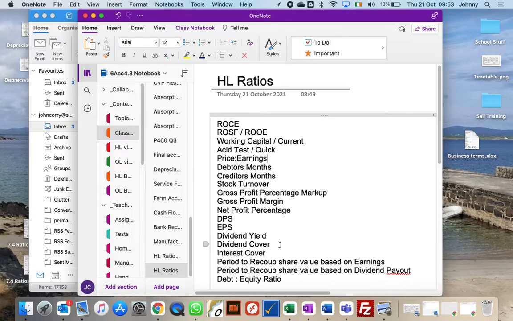But if it's 2 times, that means I'm earning twice as much as I need to pay out in repayments. I'm not going to have lots of spare cash once I've made my repayment. And what if I don't get overtime next month? I may have a real problem paying my repayment. Is that okay? So those cover ratios talk about how much of a burden are the responsibilities of paying out my interest and paying out my dividends. How much of a burden is it?